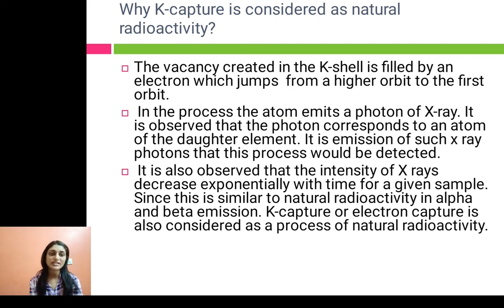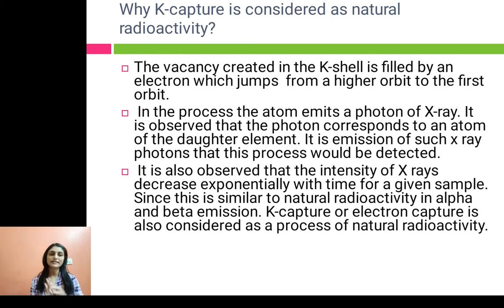Why is K capture considered as natural radioactivity? The vacancy created in the K shell is filled by an electron which jumps from a higher orbit to the first orbit, and in this process the atom emits a photon of X-ray. When the electron from the K shell is captured by the nucleus, at that time a hole is created in the K shell. Now that hole or vacancy is filled up by an electron from the higher orbit, and when the electron from the higher orbit comes to the K shell, then an X-ray photon is emitted. So it is by the emission of such X-ray photons that this process is detected.